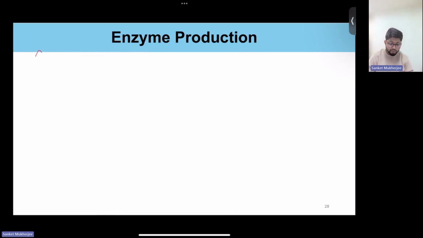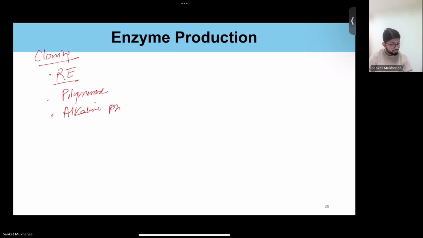So in cloning, what are the enzymes that are required? One is the restriction enzyme, as I talked about. There is the polymerase for gene synthesis. There is the alkaline phosphatase, and then the ligase. I'm talking about restriction enzymes.